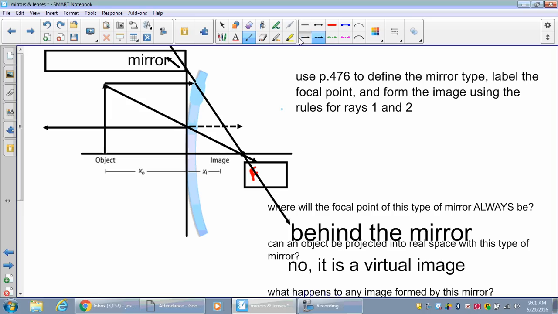So images for a convex mirror are always going to be virtual. They're going to be smaller and they're going to be upright.